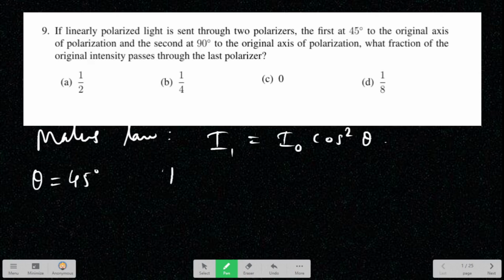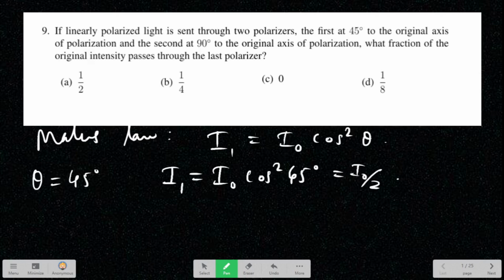So that means after passing through the first polarizer, the intensity I1 is equal to I0 cos square 45 degree. So this is equal to I0 by 2. Now the light's alignment is also changed. Light is aligned now along the axis of first polarizer.